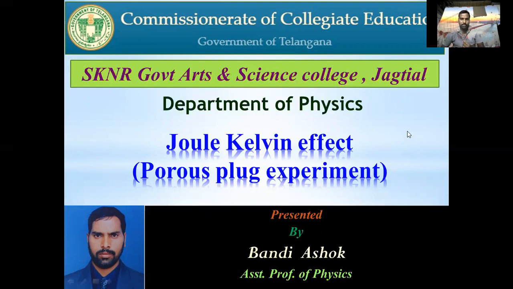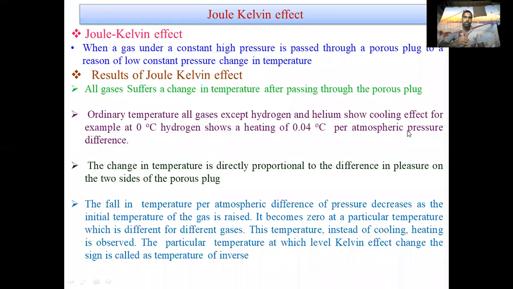Now see, this is the Joule-Kelvin effect. When a gas under a constant high pressure is passed through a porous plug to a region of low pressure, a change in temperature occurs.